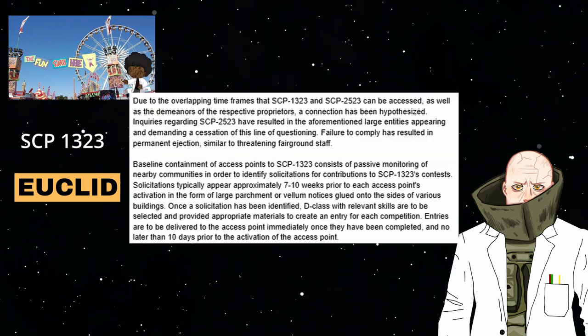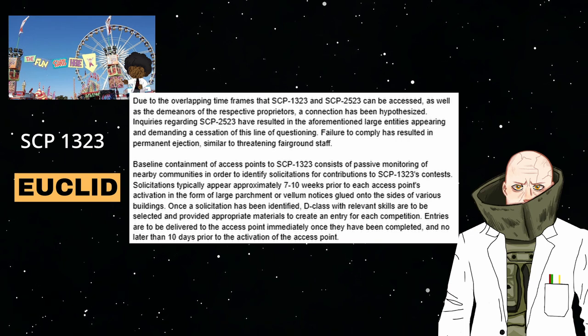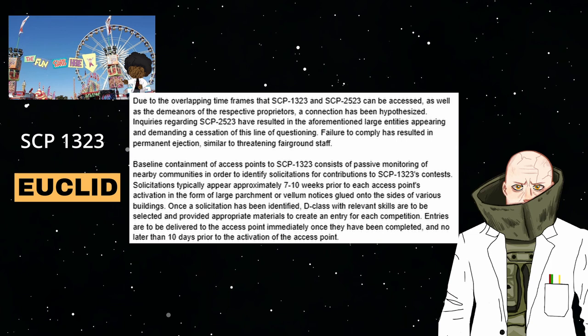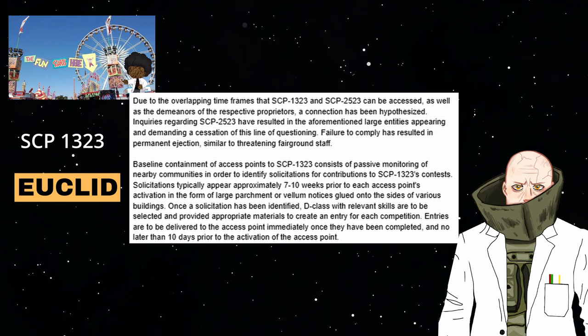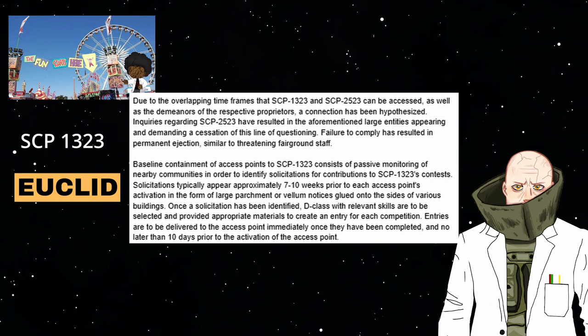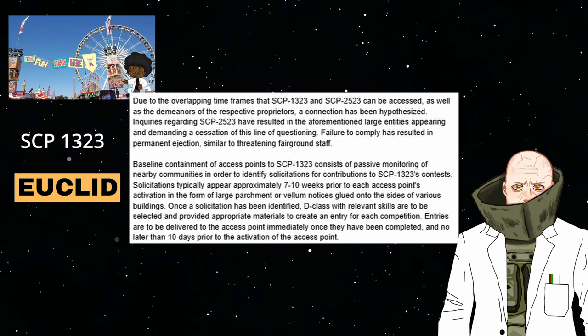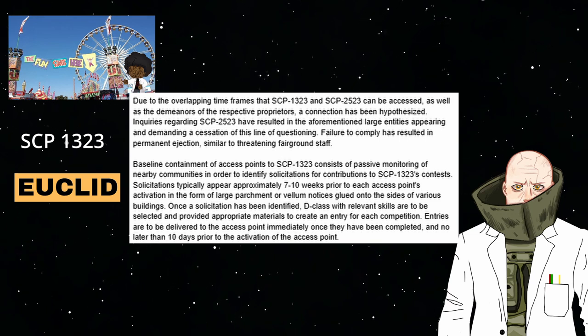Due to the overlapping time frames that SCP-1323 and 2523 can be accessed, as well as the demeanours of the respective proprietors, a connection has been hypothesized. Inquiries regarding 2523 have resulted in the aforementioned muscular entities appearing and demanding a cessation of this line of questioning. Failure to comply has resulted in permanent ejection, similar to the threatening fairground staff.